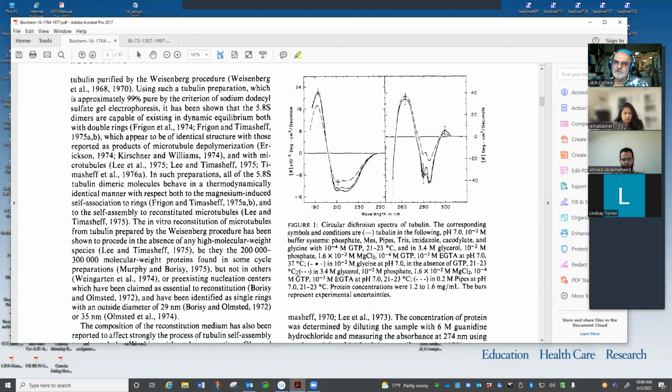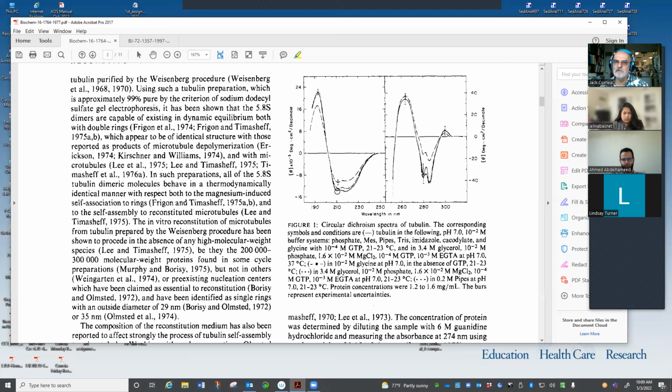So the first experiment that they report here is looking at secondary structure changes as a function of conditions. And the question was, do all of these claims about you absolutely must use a zwitterion or a Good's buffer, or do you or do you not need GTP, et cetera? What does glycerol do? And they basically looked at secondary structure by CD.